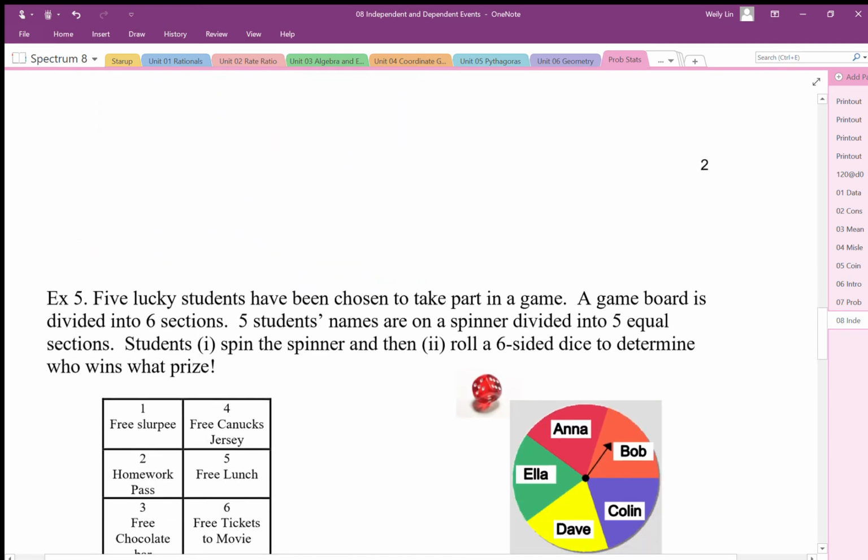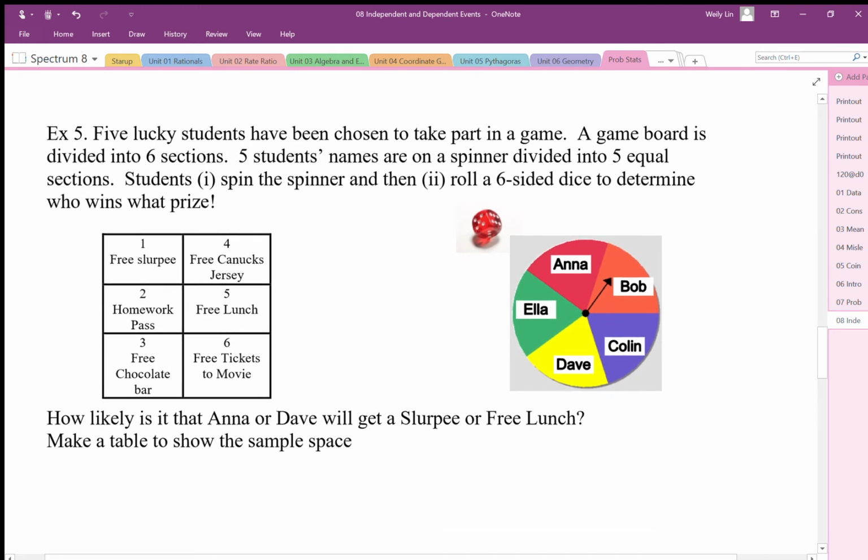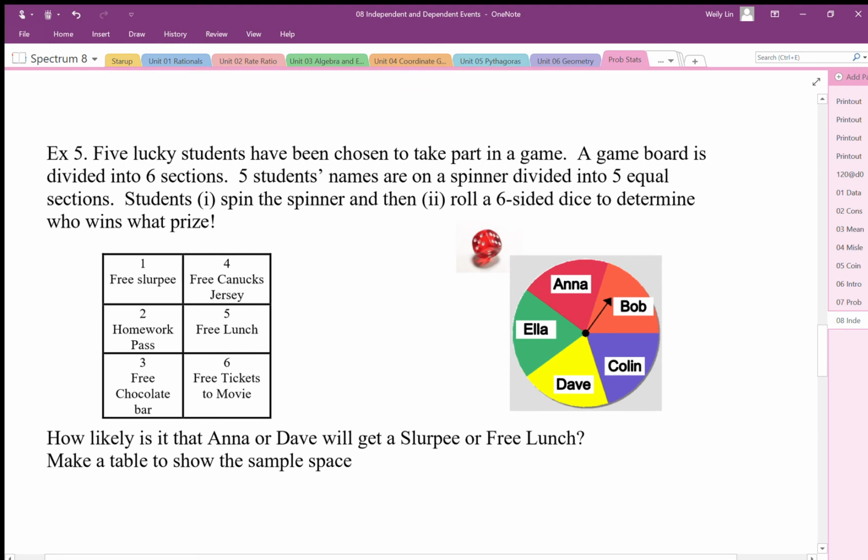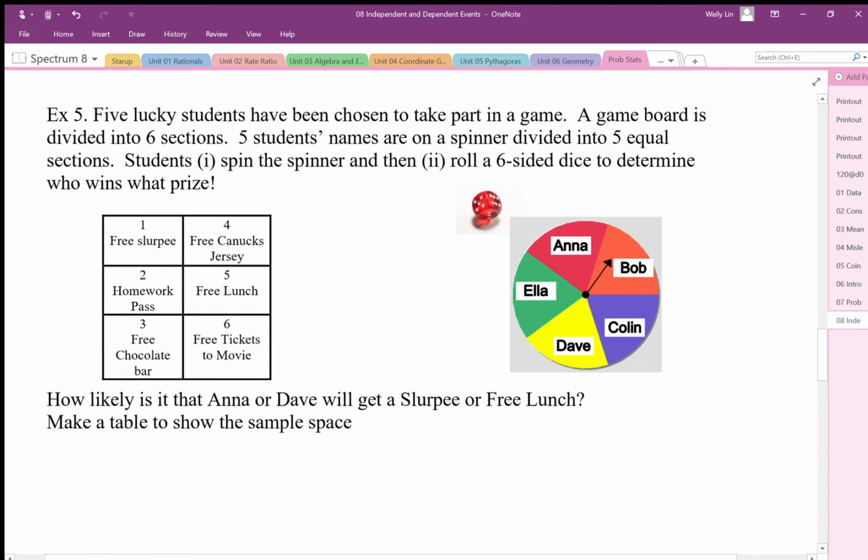Okay, so we can take a look at this next one here. So you have 5 students. They're going to be chosen on a spinner. So the probability of choosing any one person is 1 out of 5. And the game board is divided into 6 sections, so there's 6 different prizes. The student is selected by the spinner, and then we roll a dice to see who wins that prize. So what does the sample space look like?